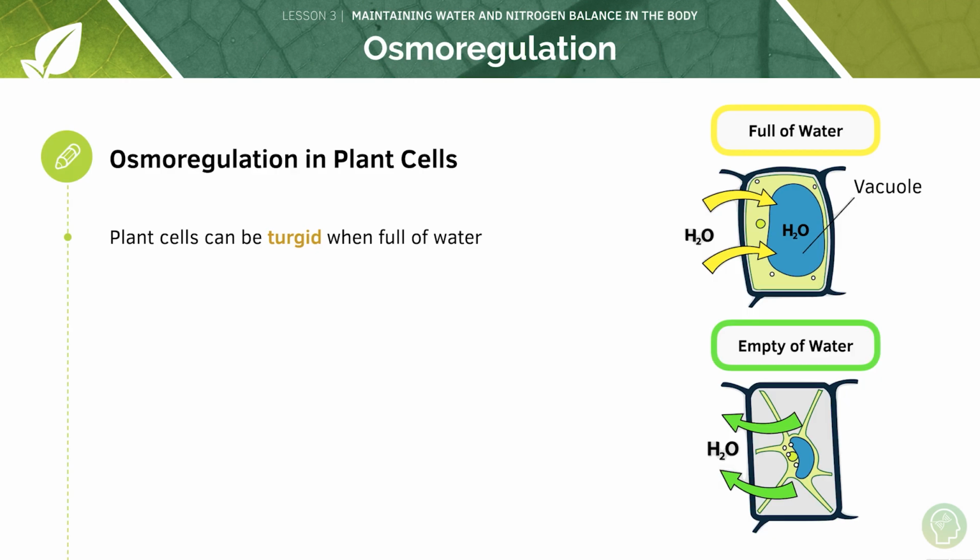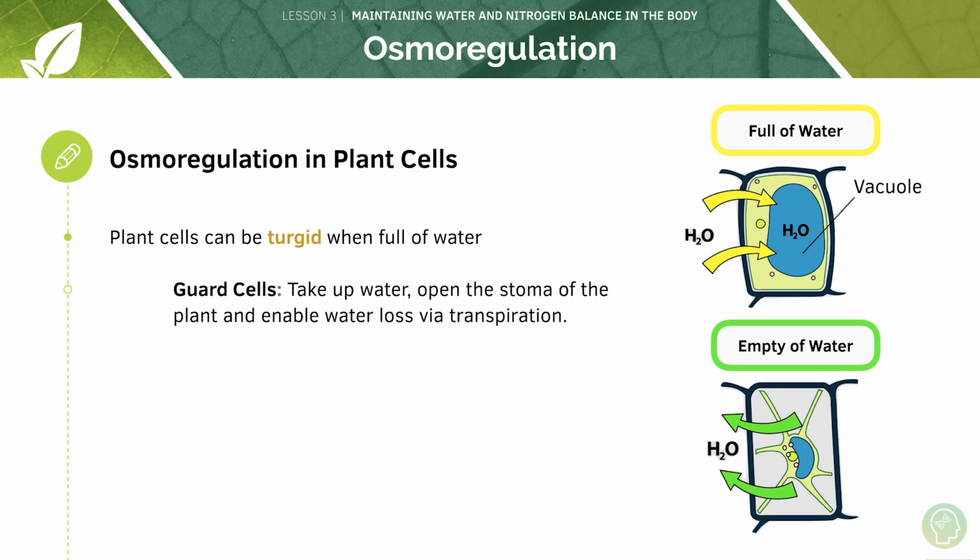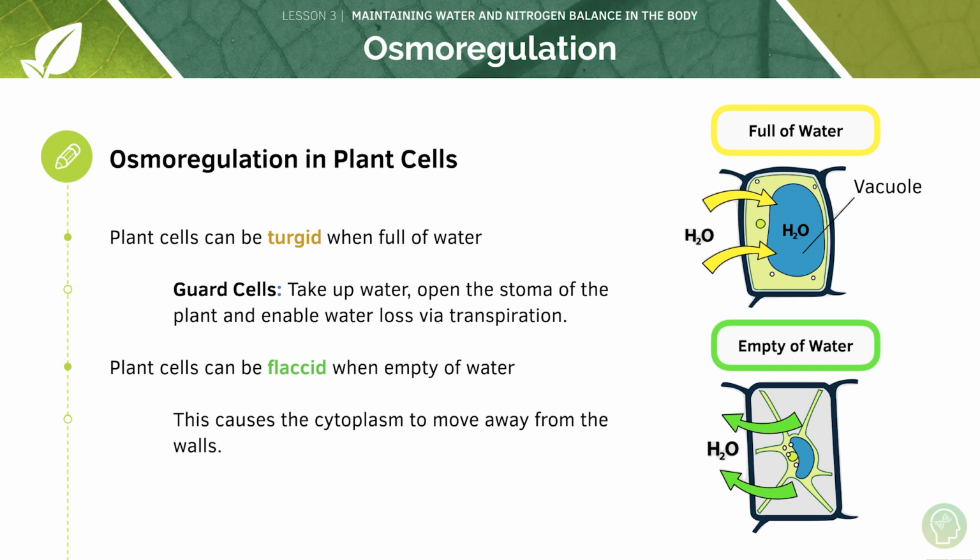So plant cells can be turgid when full of water, and this is really useful in the context of guard cells, which take up water, they become turgid, and this opens up the stoma of the plant and enables water loss via transpiration. In contrast, plant cells can be flaccid when empty of water, and this causes the cytoplasm to move away from the walls, as I just showed you in the previous diagram.